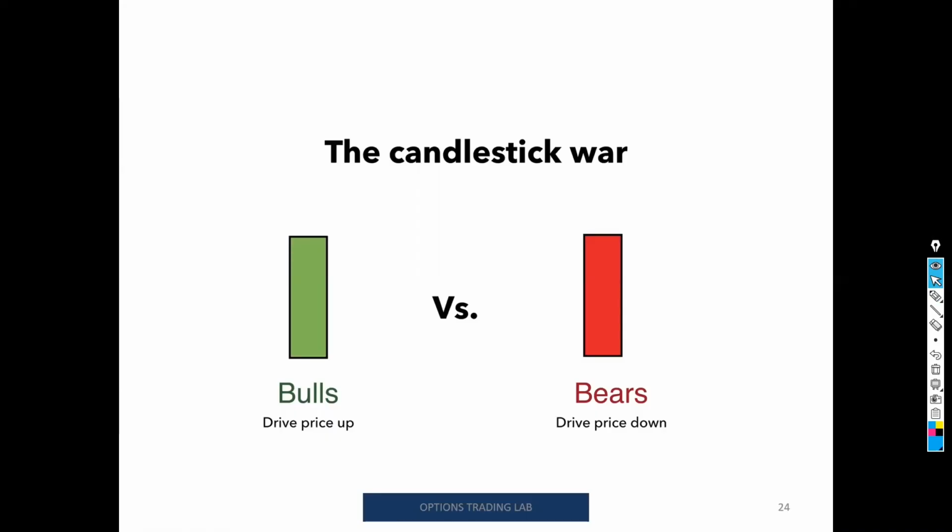Candlestick basics. There are two types of people in the market, bulls and bears. Simply, we call them buyers and sellers. Buyers actually push the price up. They want the market to go up. And on the other side, sellers drive the price down. They are usually called bears.